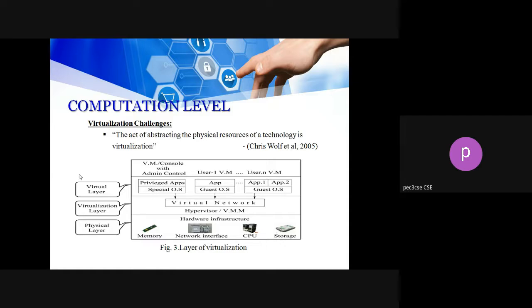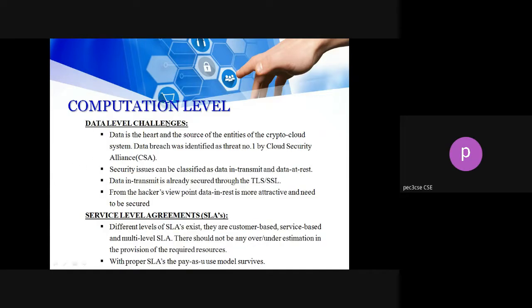The challenges faced by all three layers, we have to concentrate on that. Then there are the data level challenges. As we are all aware, data is the heart and source of the entities, and various data breaches can occur. As per the CSA, the top threat is data breaching. When you explore the data level challenges in depth, data can be in transmission as well as at rest.